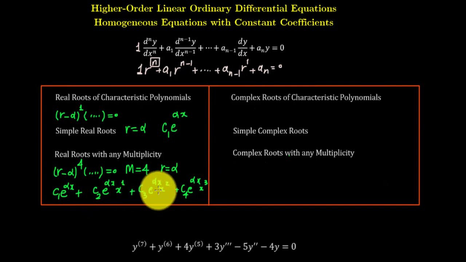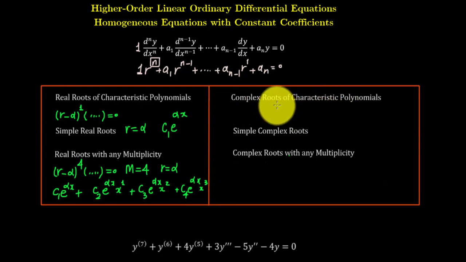Okay, so all of these terms, as you can see, e to the alpha x is in common, but then we have x squared, x cubed added for each of the terms. So because the multiplicity was 4, if the multiplicity was 5, I would have continued up to x to the 4 times e to the alpha x times c5. Okay?